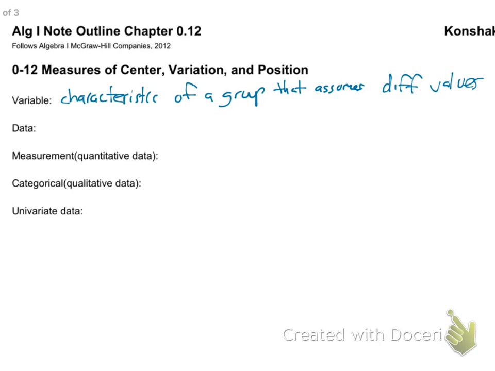Data, what's data? Data is the actual values. It's the values of the variable. So data would be the things that are changing. What are those values that are coming in? Basically, sometimes the numbers. It doesn't always have to be numbers.